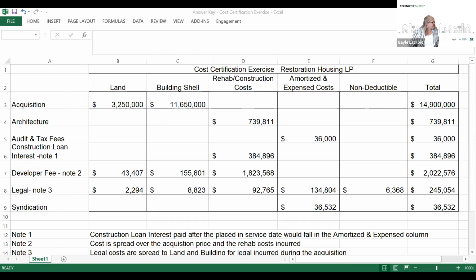Yep, so syndication costs, you're right, it's 91,250. So I'll correct that. Thank you for that. Trying to see where I might have picked that up. Oh, you know what, I think it's the description.